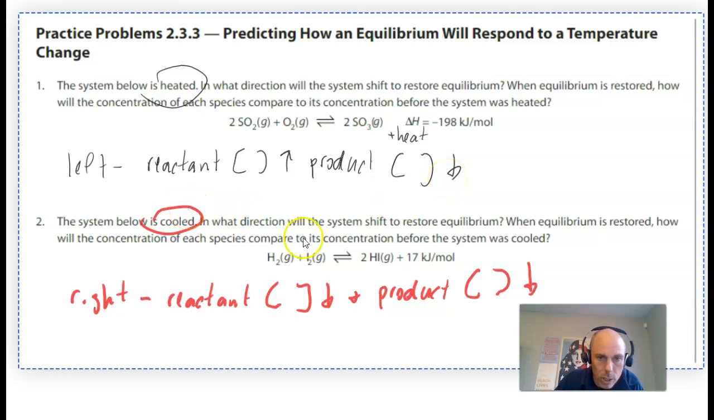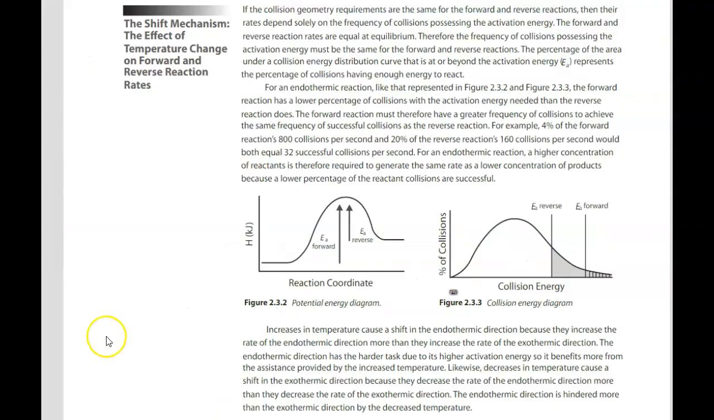In the second question, it's also exothermic because the enthalpy value is written within the reaction as a product. And if it's cooled, the system will shift in such a way to regenerate some of the removed heat. That's going to be a right shift to get more energy out of it, as energy is a product. So there's a right shift. The reactant concentrations will decrease, and the product concentrations will increase. That arrow should be upward pointing.